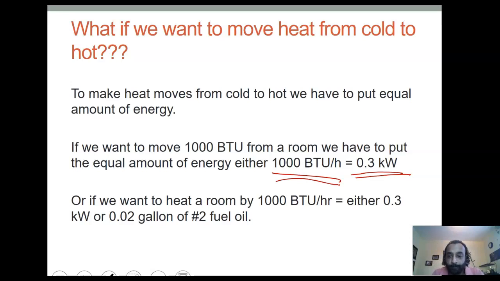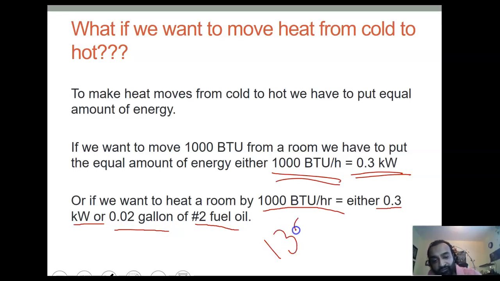0.3 kilowatt. So if you want to put heat in the room by 1000 BTU per hour, either we can use 0.3 kilowatts, or you can also burn some fuel if you want to add heat, and that's the equivalent of 0.02 gallons of fuel oil, number 2 fuel oil. How did I come up with this number? So one gallon of fuel oil has around 135,000 BTU.